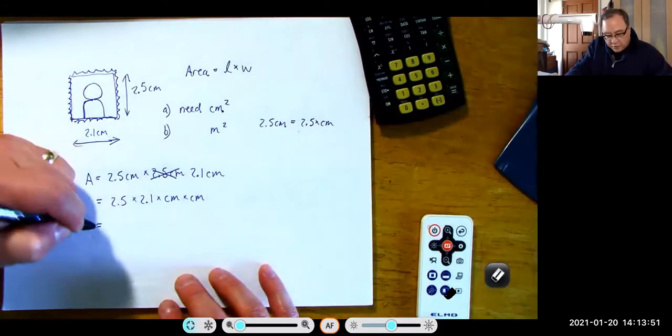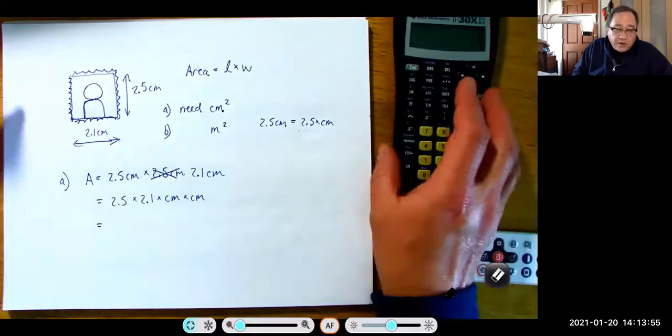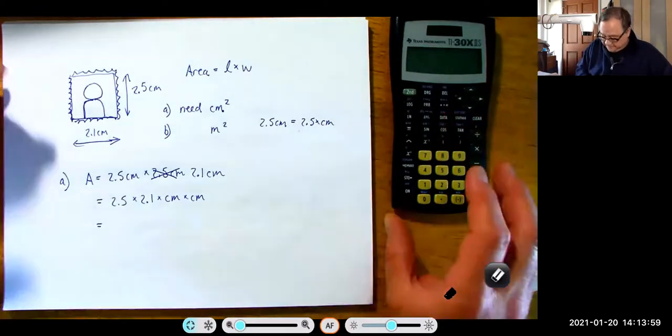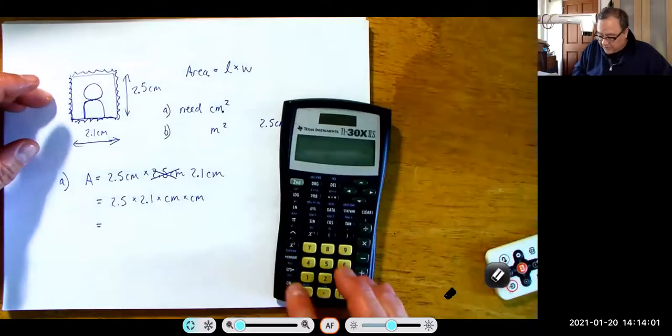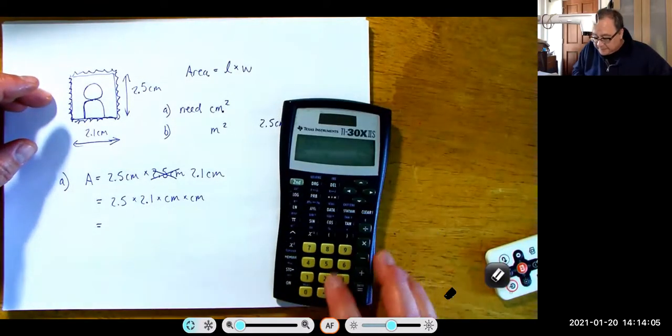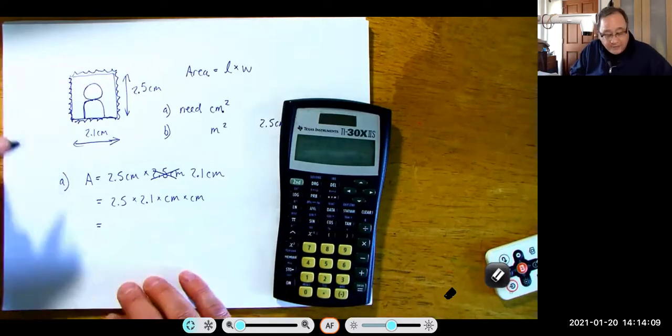So now when I do 2.5 times 2.1, I know that the answer should be bigger than 4, or bigger than 5, but by not much, right? So let's see what we get. 2.5 times 2.1, and I get 5.25.